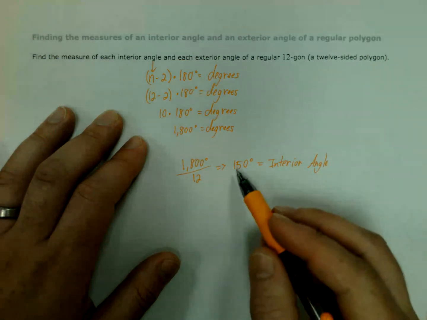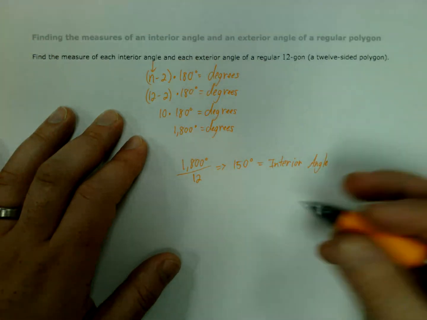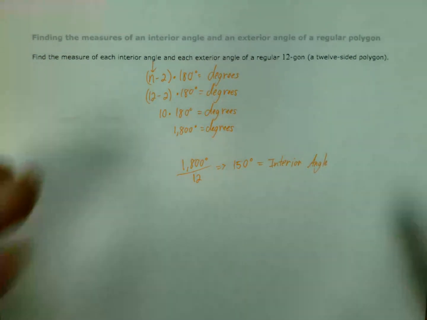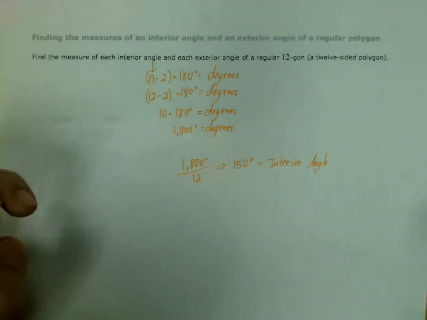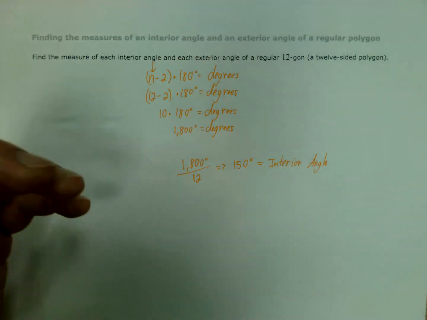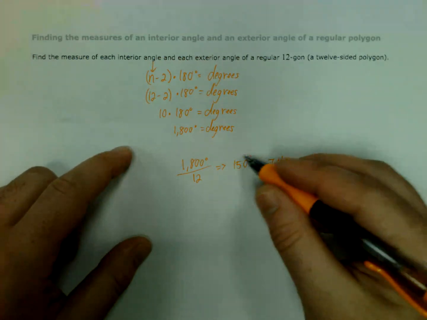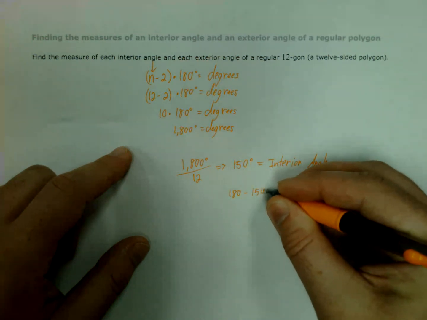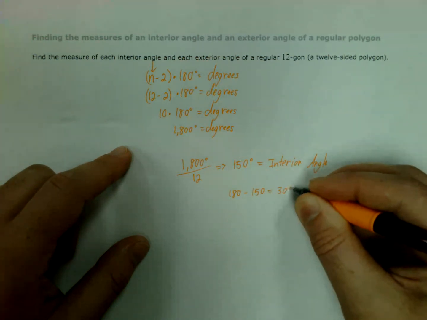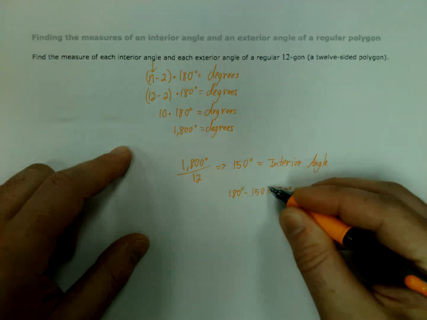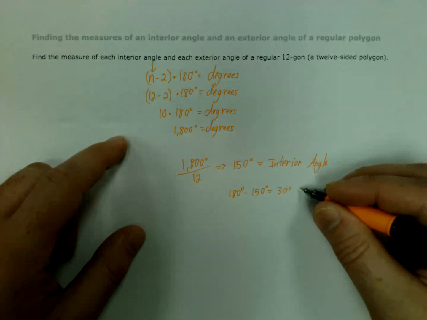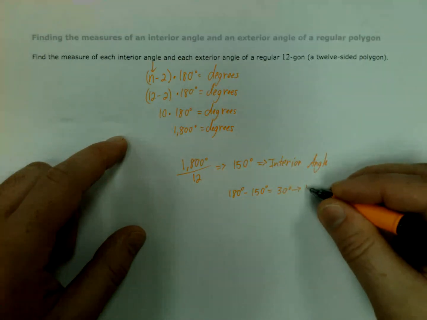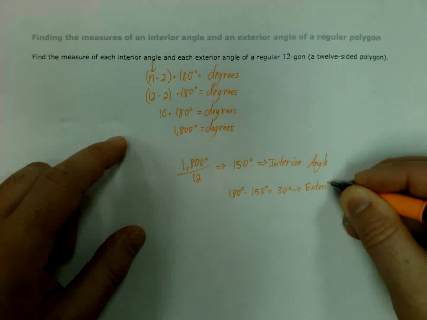Okay. Now, to get the exterior, remember they are supplemental, so you just have to figure out what do I add to this to get 180 degrees. You can either do that logically, or if you want to subtract, it's up to you, depending on what you're more comfortable with. So you could do 180 minus this and find that out. So you may not need to do that, and that's totally fine. But if you need to, it just looks like that. So we got 180 degrees minus 150 degrees to get 30 degrees, which is our exterior angle.